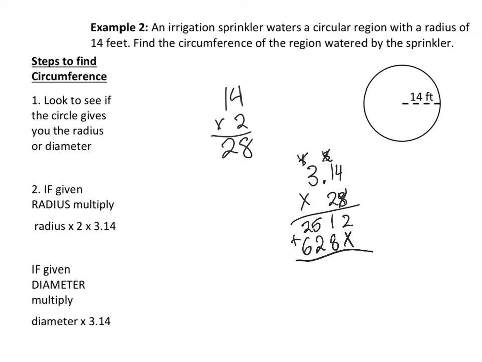Now we have to add up. 2 plus 0 or x is just 2. 8 plus 1 is 9. 5 plus 2 is 7. 6 plus 2 is 8. Now we need to look at our decimal places. We have 2 up top. So we move our decimal 2 places to the left to get 87.92 feet.